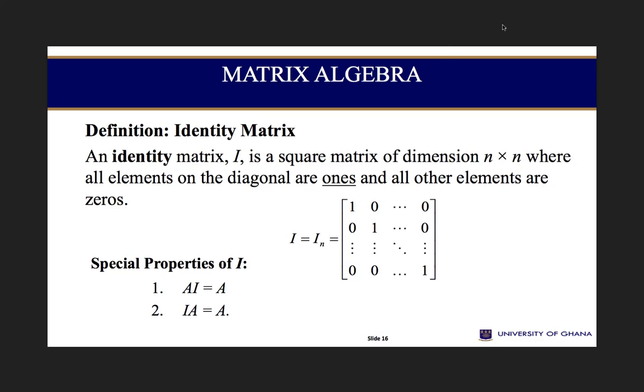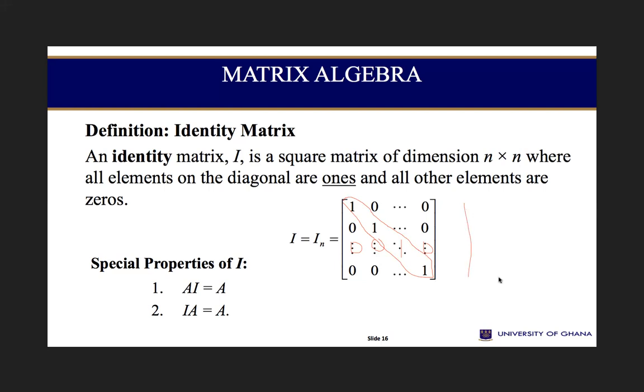So what they basically mean is that here, 1 is supposed to be here. And then this will be 0, 0, 0. So the diagonal here are ones, and then the rest are zeros, as you can see from here. So basically that's what they mean.